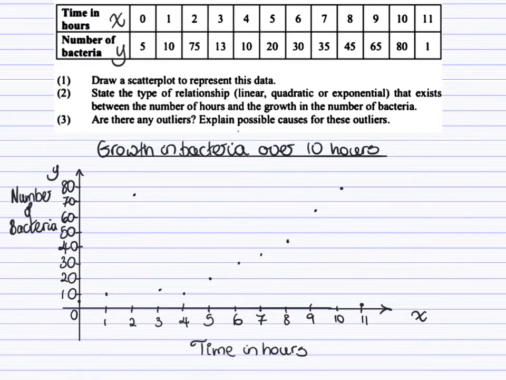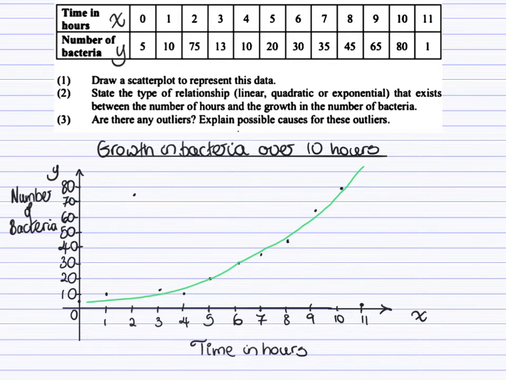We now need to determine the type of relationship that exists between the number of hours and the growth in the number of bacteria. We can do this by observing the path along which these points lie or follow. I have traced out a line that best fits the data. So it is not a linear or a straight line graph.